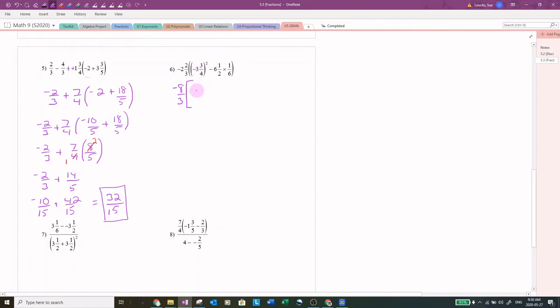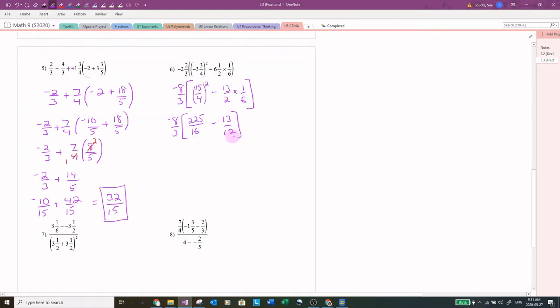3 times 4 is 12, plus 3 is 15 over 4, and that whole thing is squared, minus 6 times 2 is 12, that's 13 over 2, times 1 over 6. Okay, negative 8 over 3 times 15 squared is 225, and 4 squared is 16. And then I can do this multiplication at the same time. This is 13 over 12.